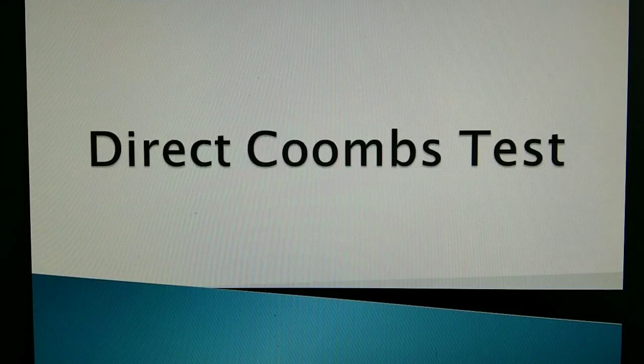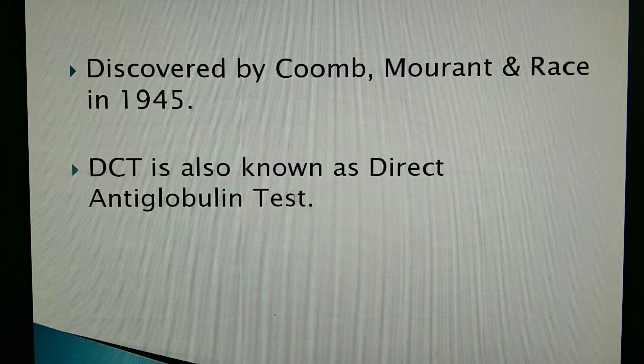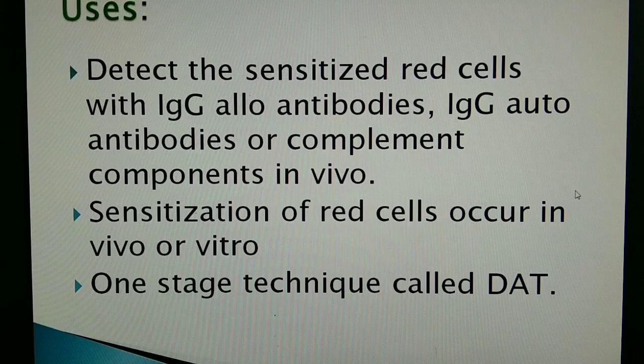Hello friends, today I am going to do the direct Coombs test. The Coombs test was discovered by Coombs, Mourant and Race in 1945. DCT is also known as the direct antiglobulin test. This test is used to detect red cells sensitized with IgG alloantibodies, IgG autoantibodies or complement components in vivo.